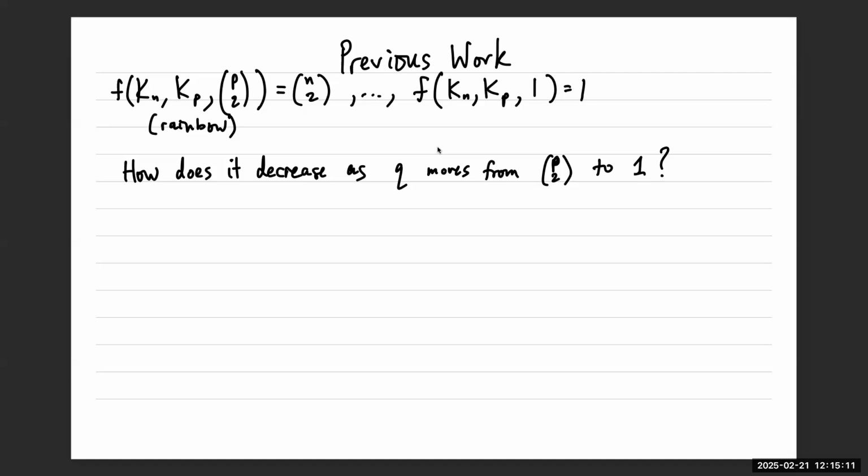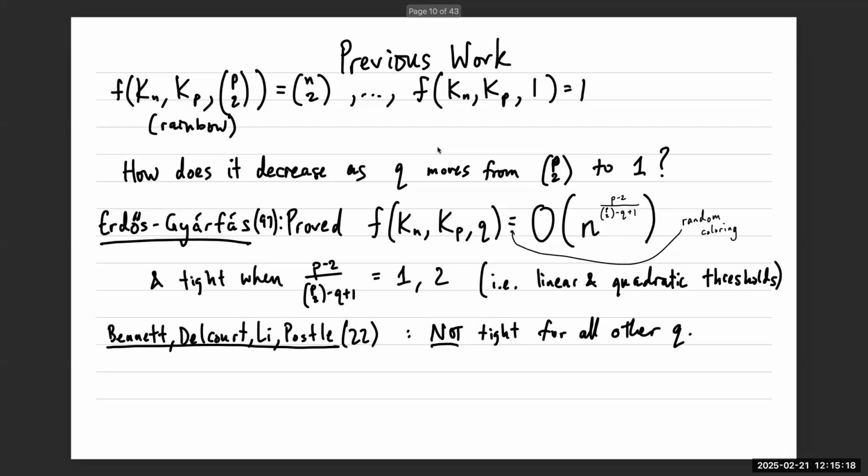All right, so how does it decrease as Q moves from P choose 2 down to 1? This is what Erdős and Gyárfás first studied, in 1997. They proved an upper bound for these things, for every value of Q. So it's some n to a power. Now that number looks a little jumbled. Maybe you can look at that and understand what it is.